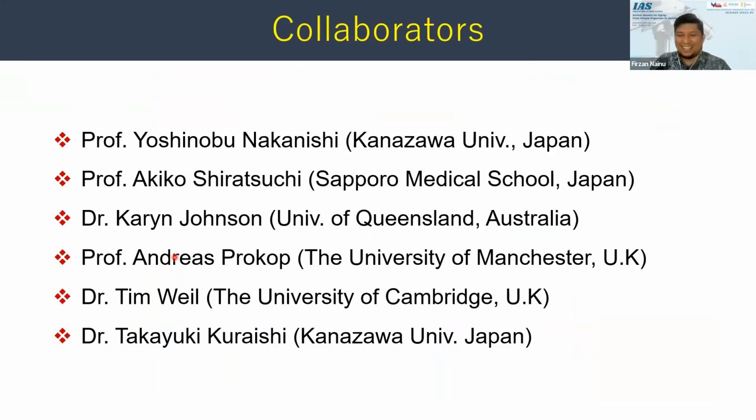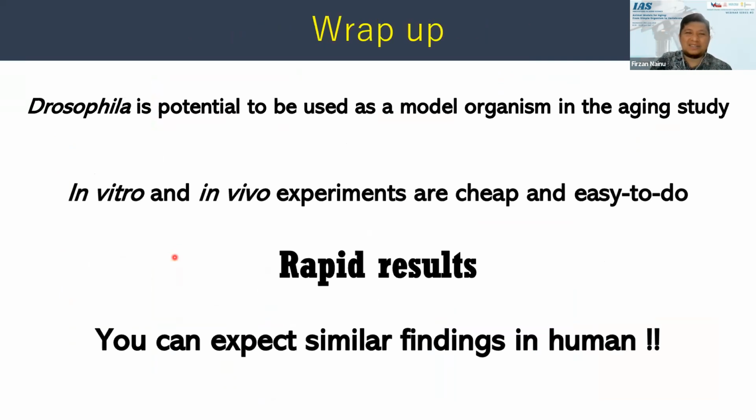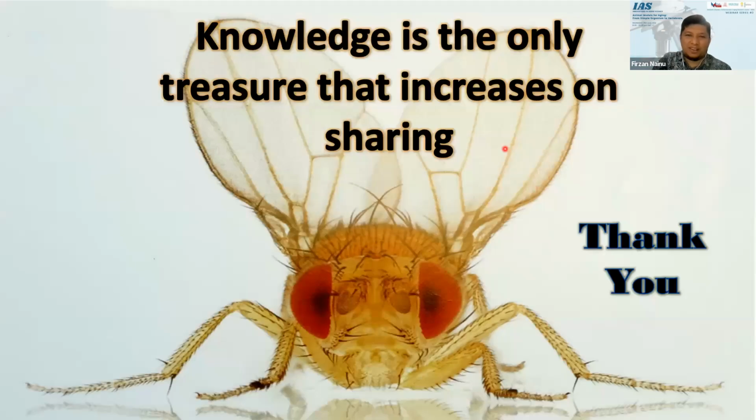That's more important. Okay, to sum up, Drosophila has potential to be used as a model organism in aging studies. In vitro and in vivo experiments are cheap and easy to do, with relatively rapid results, and you can expect similar findings in humans, inshallah. Knowledge is the only treasure that increases on sharing. Thank you very much, Dr. Ariel and Dr. Jeff Lano, for the invitation.